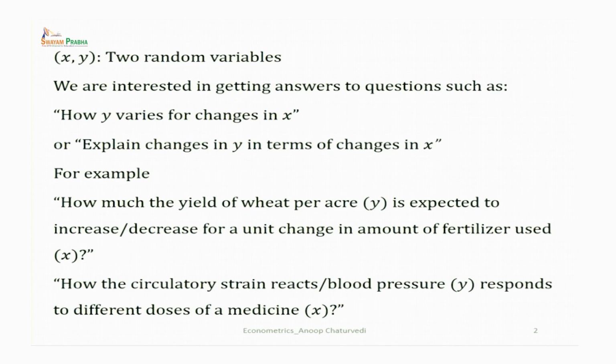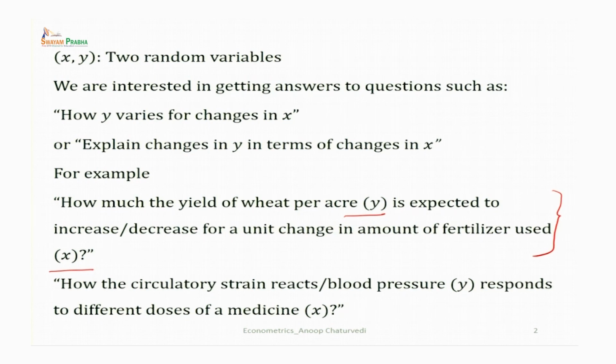So, for example, how much the yield of wheat per acre, say we denote it by y, is expected to increase or decrease for the unit change in amount of fertilizer used, say x. So, x denotes the amount of fertilizer used and y denotes the yield of wheat per acre. And to get answer to this question, we require a relationship between y and x.